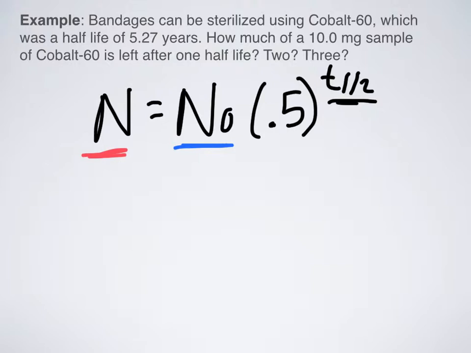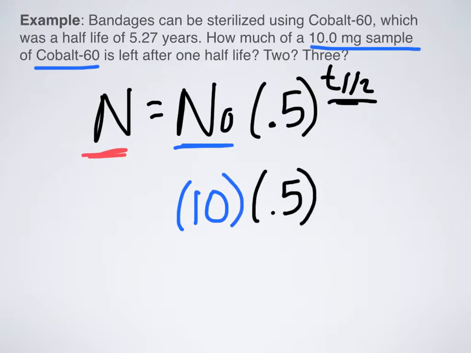How much of a 10 milligram sample of cobalt-60 is left? That piece of information is giving me my N sub 0, my initial amount that I started with. So I can plug in 10. I also need to have my half. And it says how many half-lives? 1 half-life. So I would say to the 1 power. And that will give me, after 1 half-life, how much I have left. So in your calculator, 10 times 0.5 raised to the 1 power. That is literally just a half. And so we end up with 5 milligrams as a result.